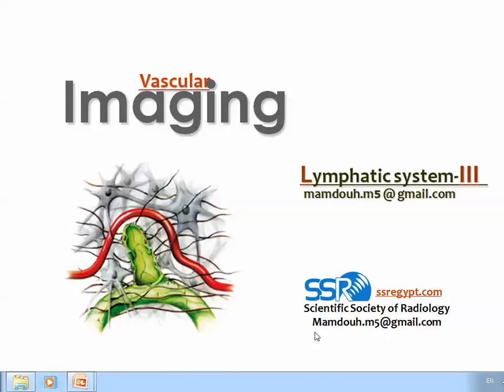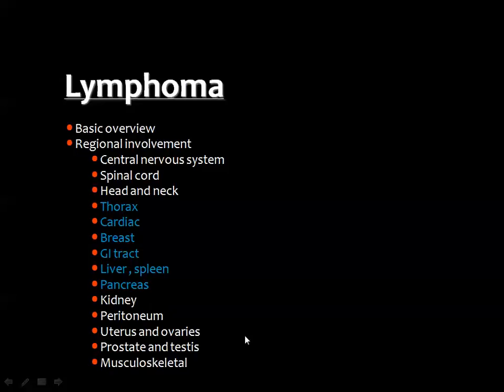Dear colleagues, we'll continue the discussion of the lymphatic system. We have started the discussion of lymphoma, and this is the second talk concerning the imaging of lymphoma. You remember we have talked about the lymphoma of the central nervous system as well as the spinal cord. Then we discussed also lymphoma of different anatomic parts of the head and neck.